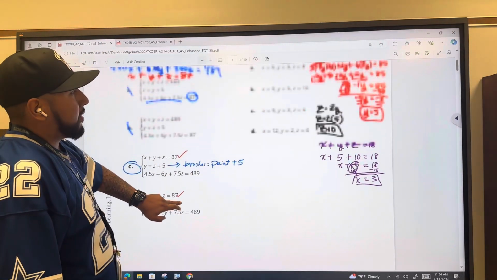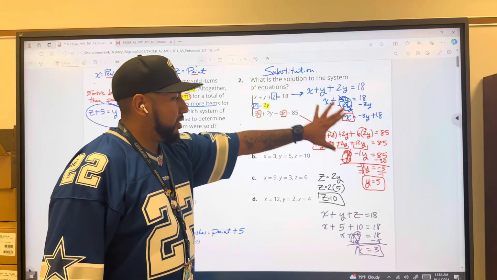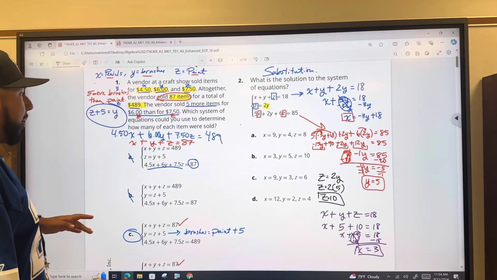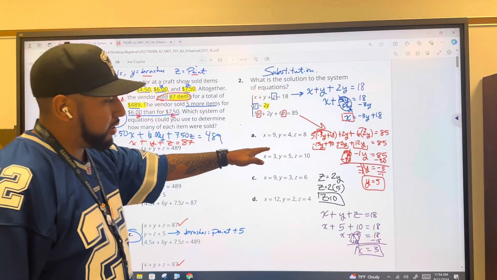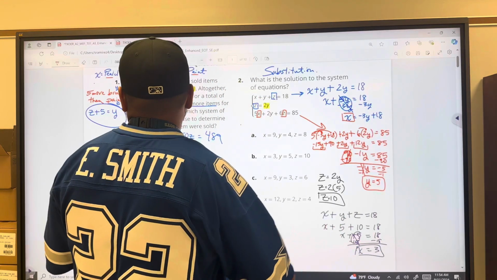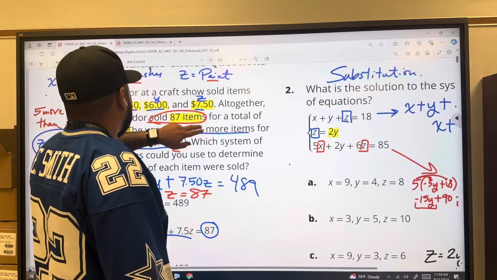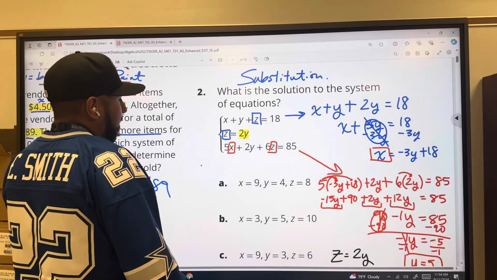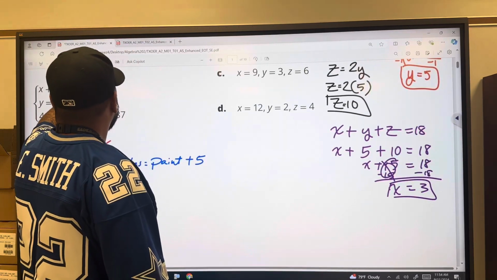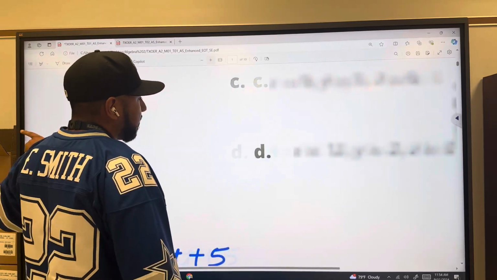It is a must that you know how to do all this right here, okay? I'm going to attach this to Schoology so you can go back and look. I'm going to fix that 15 because it looks like an 18. But for the most part, this is definitely doable on your own.